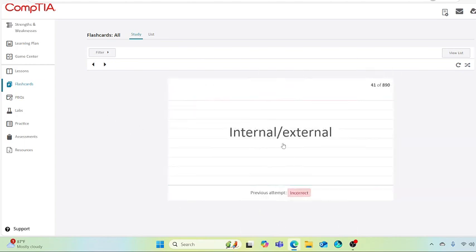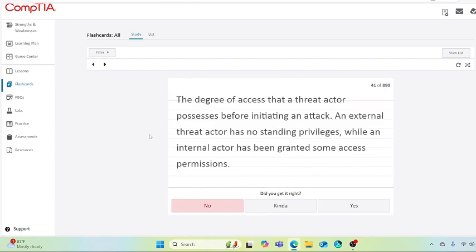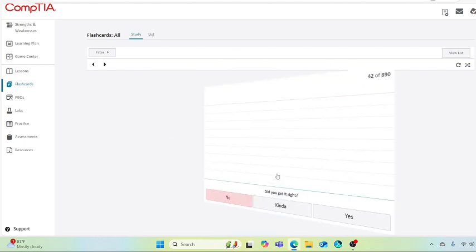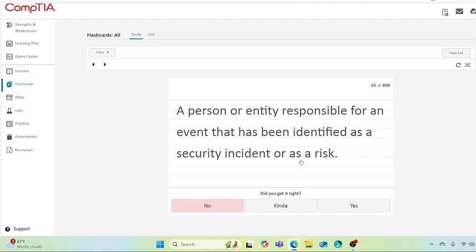Internal, external. The degree of access that a threat actor possesses before initiating an attack. An external threat actor has no standing privileges, while an internal actor has been granted some access permissions. Threat actor. A person or entity responsible for an event that has been identified as a security incident or as a risk.